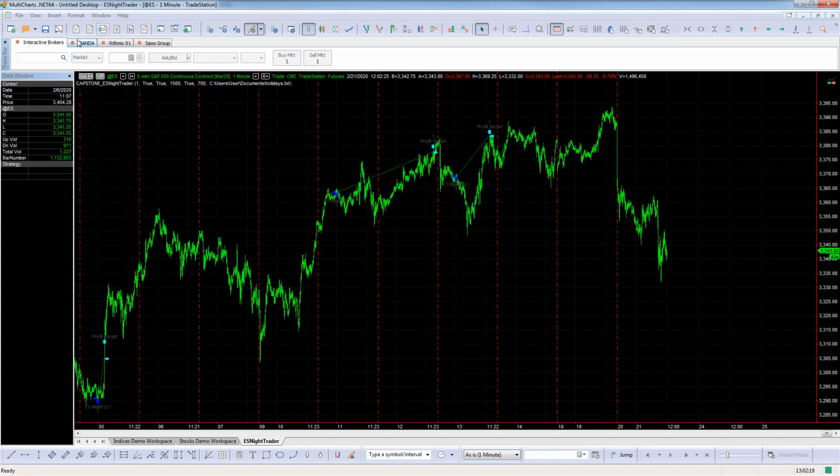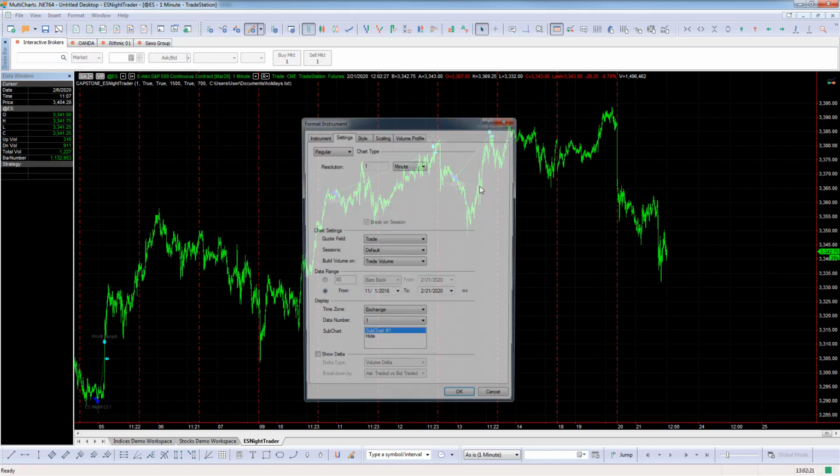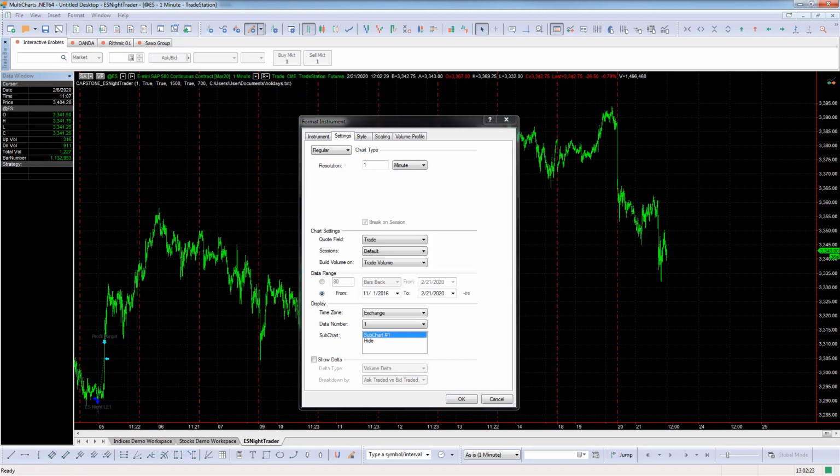I want to show you the settings for this. Let's format the instrument. Take a look at the settings. There is no custom session. You just use the default session right there. So all you have to do is create your E-mini S&P symbol.